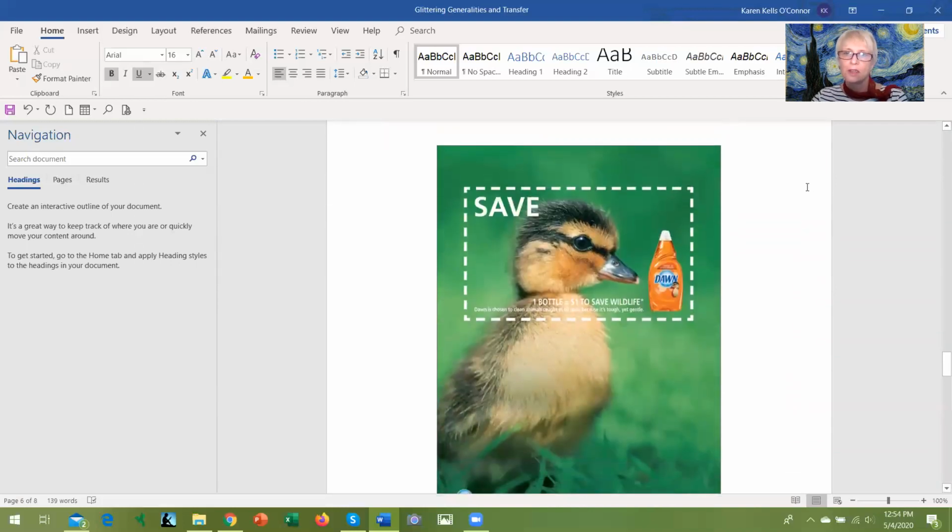Here's another one. Here we have an ad for Dawn dishwashing liquid, and they've got a cute little baby duckling here. You see a little duckling, and most people are going to get that warm-hearted feeling because it's a little baby. And then you're going to transfer that good feeling onto the product itself.